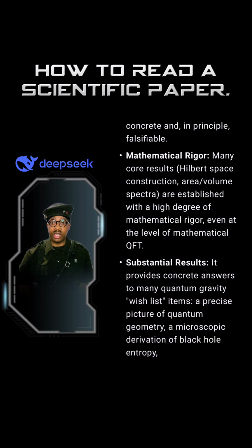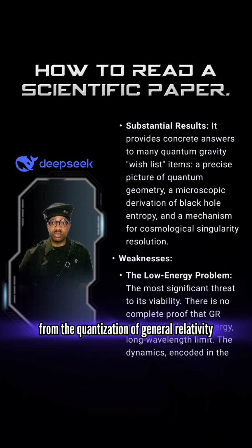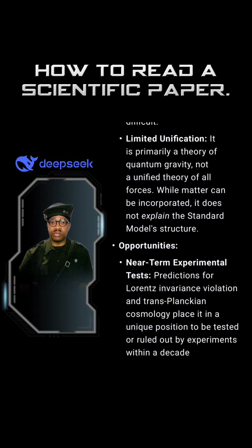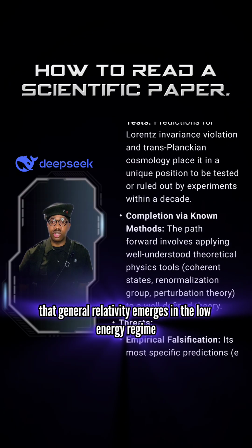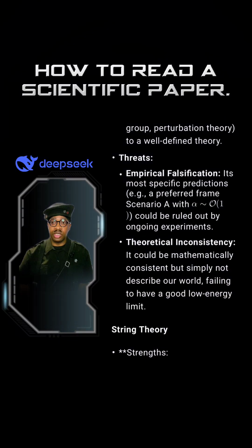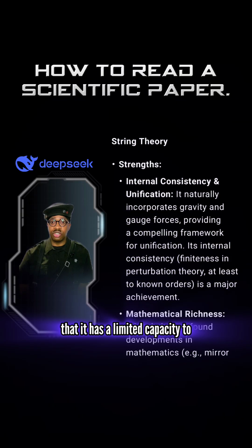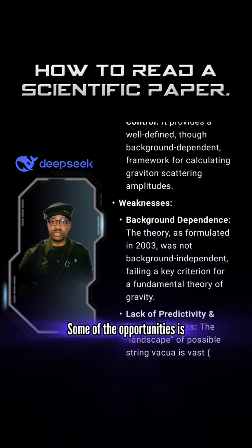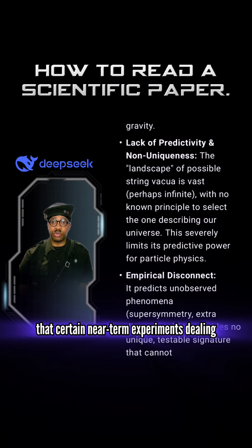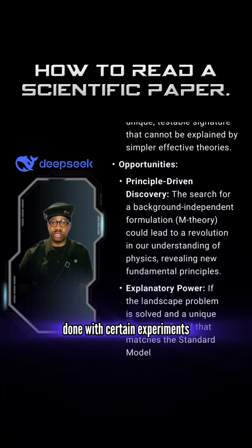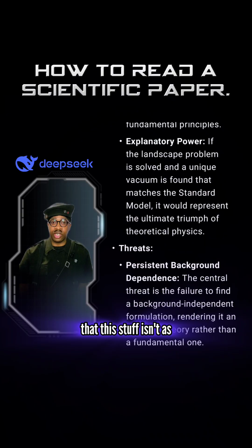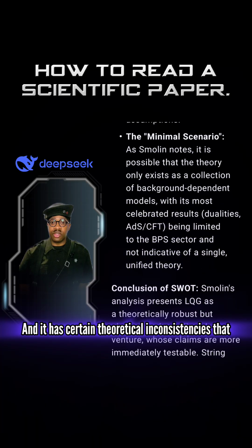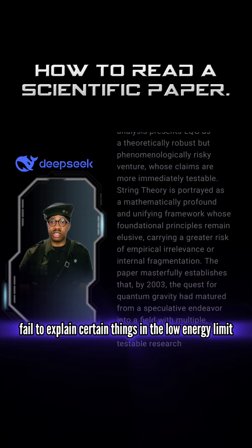Now, some of the strengths of the paper are that it directly addresses background independence from the quantization of general relativity and Lorentz invariance violation and things like that. One of the weaknesses is that there is no complete proof that general relativity emerges in the low energy regime. Another weakness is that it has a limited capacity to develop certain frameworks dealing with perturbative scattering. One of the opportunities is that it does acknowledge that certain near-term experiments dealing with Lorentz invariance violation can be done with certain experiments that we have now. But one of the threats is that this stuff isn't as empirically falsifiable as it should be, and it has certain theoretical inconsistencies that fail to explain certain things in the low energy limit.